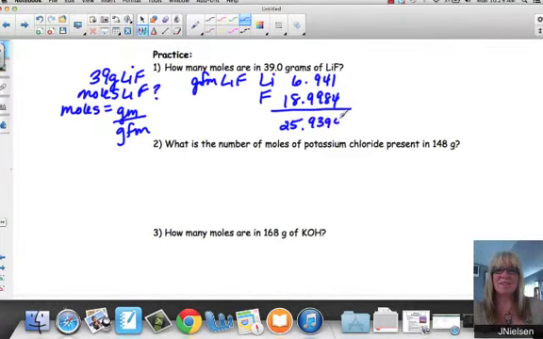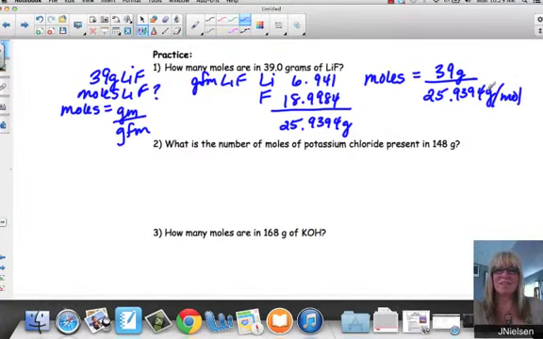I need the sum of that, which is 25.9394 grams. So my moles equals my given mass, 39 grams, over my GFM, 25.9394 grams per mole. My grams cancel, and when I divide, I'm left with 1.5 moles of LiF, and that is my answer. Okay, should be getting the hang of this now. What is the number of moles of potassium chloride present in 148 grams? Well, here I didn't give you the formula.